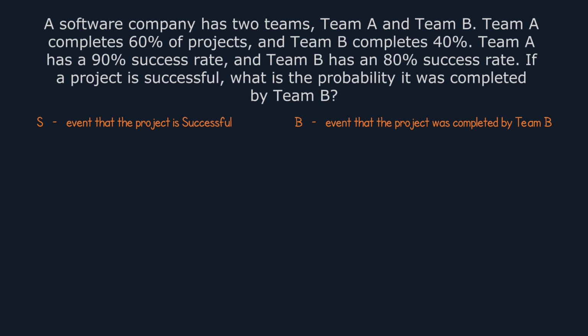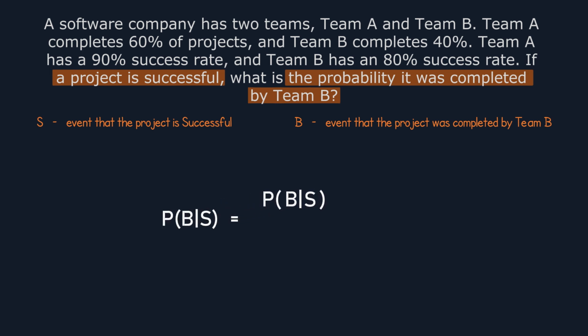Here, we're asked to find the probability that a project was completed by Team B, given that the project was successful. So that will be probability of B given S. Now, as before, we swap the variables for the right side of the equation. So the probability of success given that Team B completed the project will go into the numerator. Now observe that this term has two variables. The probability of whatever is on the right side should be multiplied on this term, and the probability of whatever is on the left side should be the denominator.